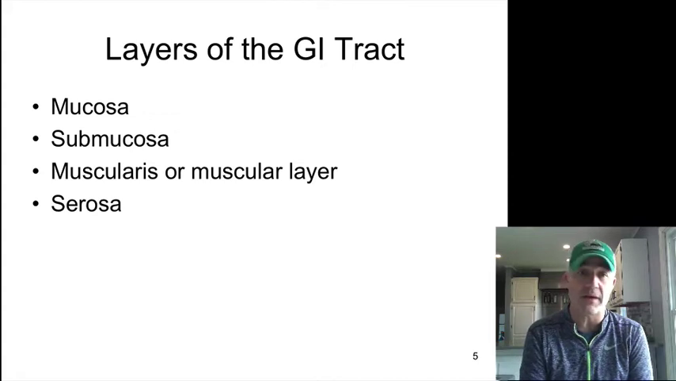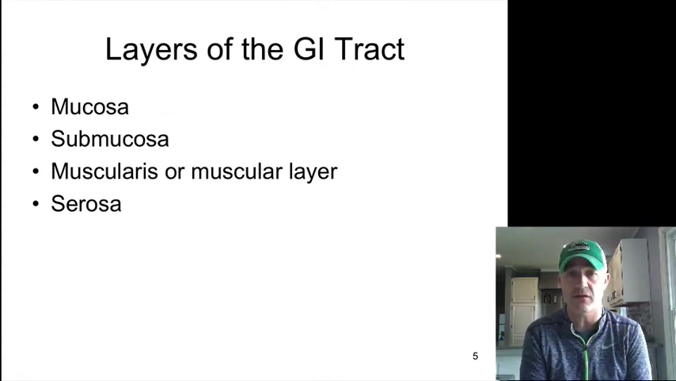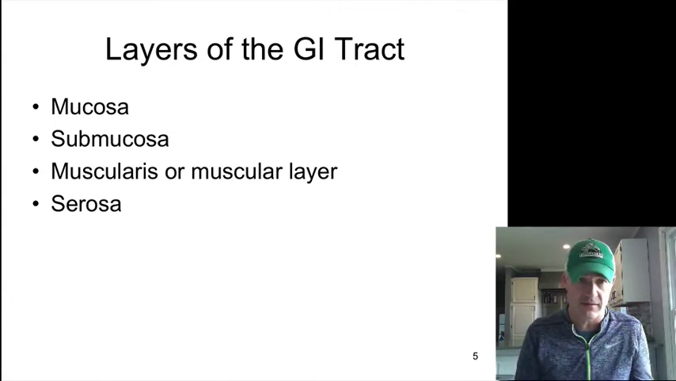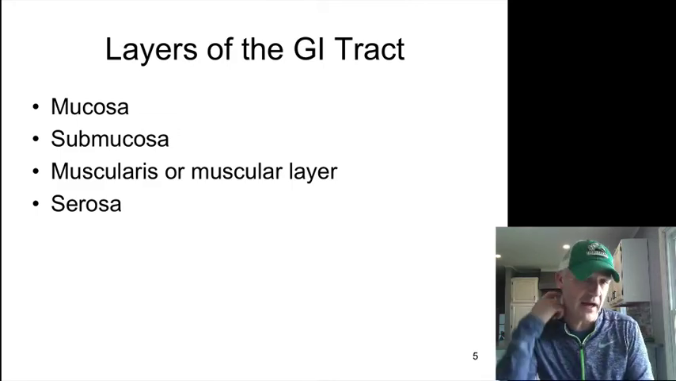What we will see is, depending on what the particular organ is doing, we may see differences in the epithelium, differences in the muscle layer. Some of the submucosal glands might be different depending on where we're talking about.